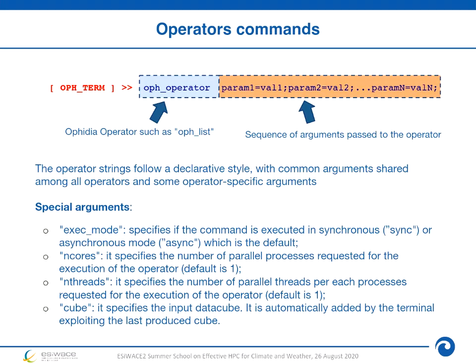Operators can be specified with this key value format. After specifying the operator name, which is this first part, we can specify the set of arguments by using this key value format, with arguments with a defined value. The operators share a set of arguments, but of course, each operator has its own specific arguments. The slide shows some of those which are shared among all the operators, which allow, for example, as in the case of the XML, to run the operators in a blocking or non-blocking fashion. The number of cores and number of threads allow to specify the parallelism that we want for the operation, whereas cube is the input data cube that can be used for the operation.